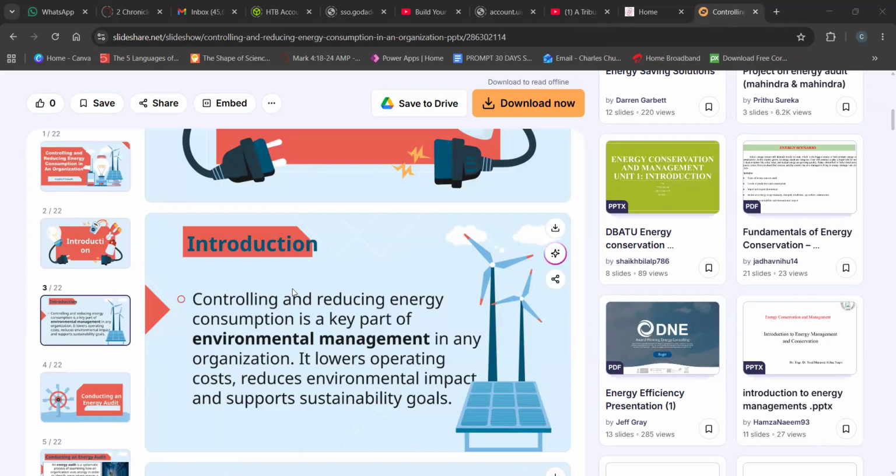Well, that's another idea around controlling energy. But this is the main thing behind the concept of control of energy. Controlling and reducing energy consumption is a key part of environmental management in an organization, in a community, and all that. It reduces operating costs, reduces environmental impact, and supports sustainability goals.